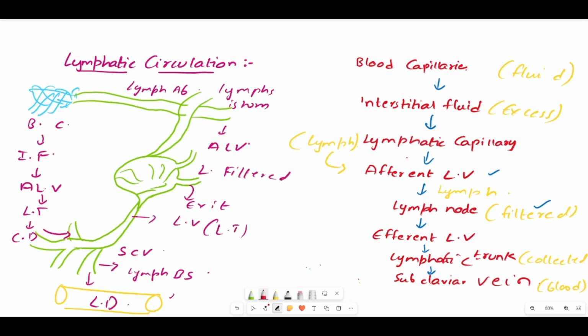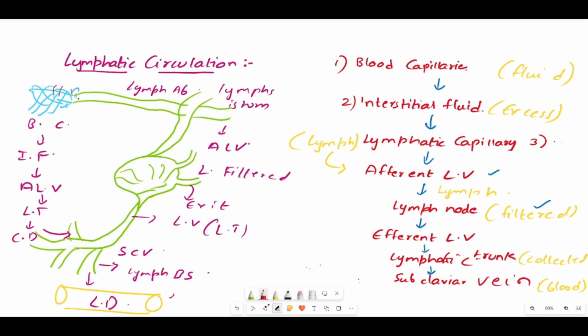So first thing is the blood capillaries. Here you can write that the blood will be flowing through the tiny capillaries, which are present here. The fluid, that means the plasma, will be getting leaked out of the capillaries due to the pressure. This leaked fluid, we will be calling an interstitial fluid. The interstitial fluid will be surrounding the tissue cells. Most of it re-enters the blood capillaries.